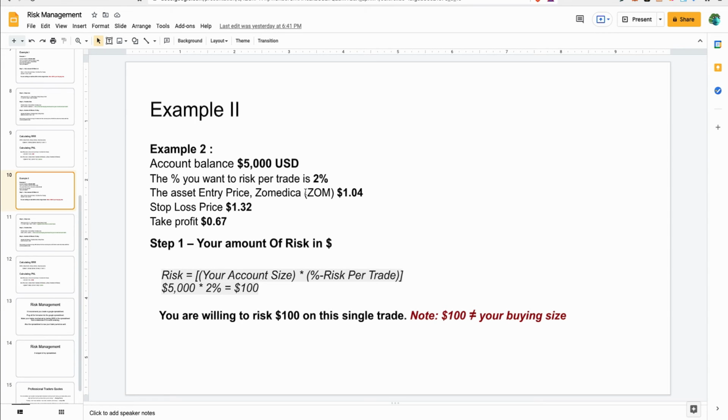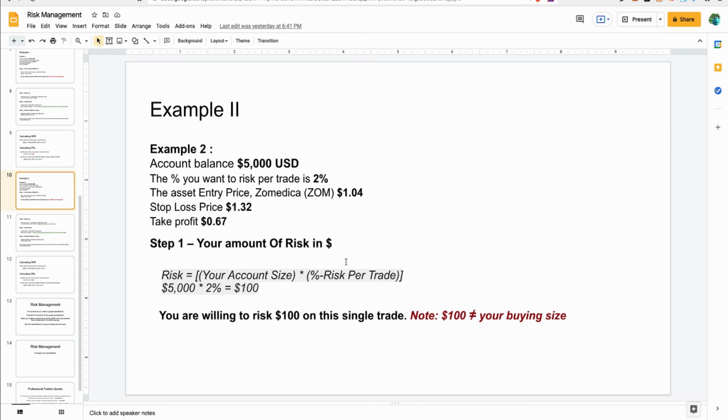So let's say we have another example of an account balance of $5,000 with a risk of 2%. And the asset is Zomedica, with the ticker symbol ZOM. And let's say your entry is at $1.04 and your stop loss is at 1.32. Your take profit is 0.67. So this is a short position. Your take profit is lower than your entry price. Your stop loss is higher than your entry price. So this is a short position. You're betting that the market will go down.